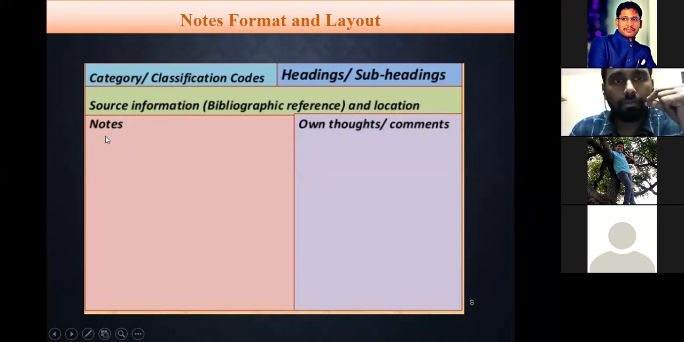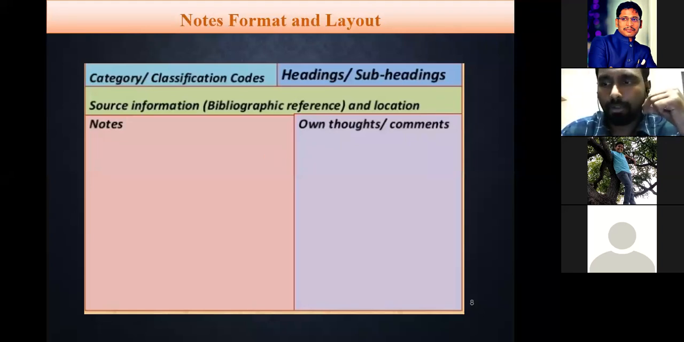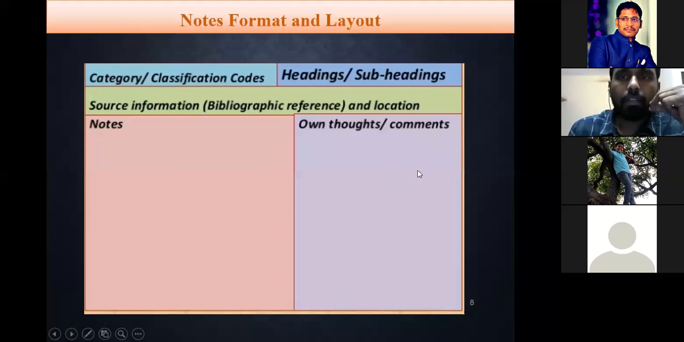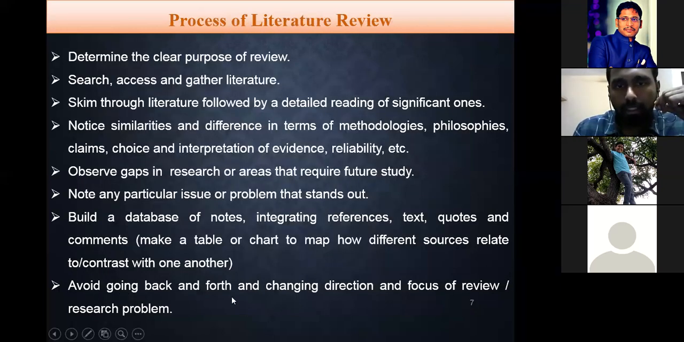Then these are the notes which we have read out in the literature. For example, if you understood a new process, you can write that they have done research on this new process, along with your own thoughts. You can write your own thoughts here, that we can make some changes in the process and work on that. So each and every literature, you can group it, name it, note it down, and give your own thoughts and comments. So this will avoid, as in my previous example, going back and forth and changing the direction and the focus of the review or the research problem.